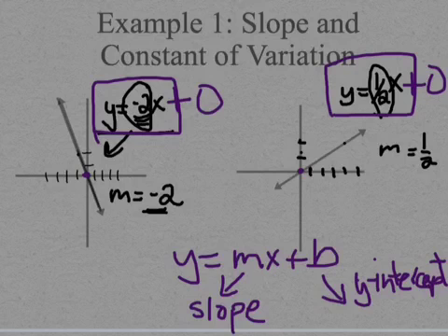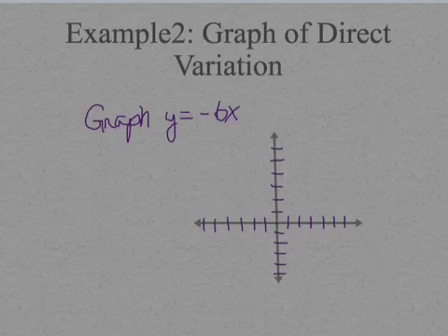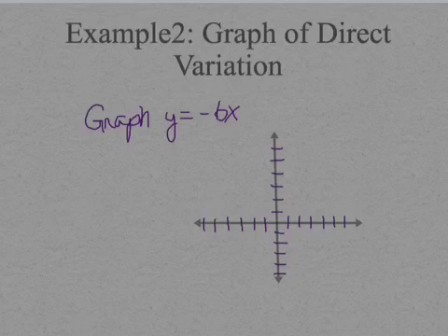Let's look at another example. Okay, so we are graphing a direct variation equation, and so here we've got y is equal to -6x.